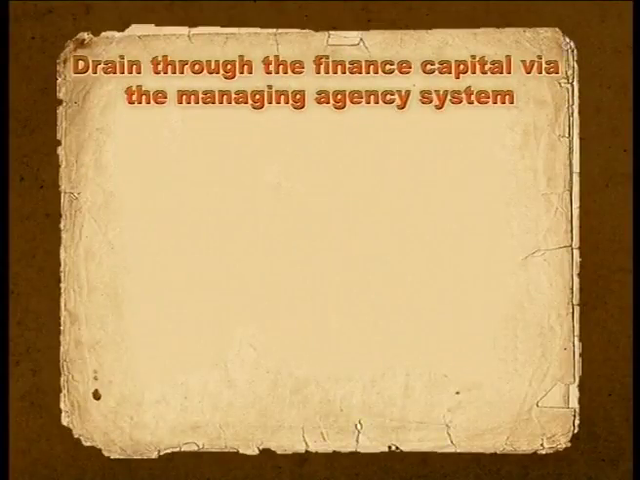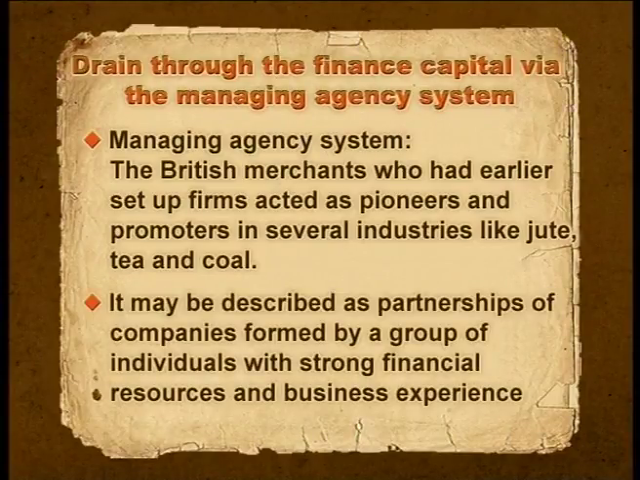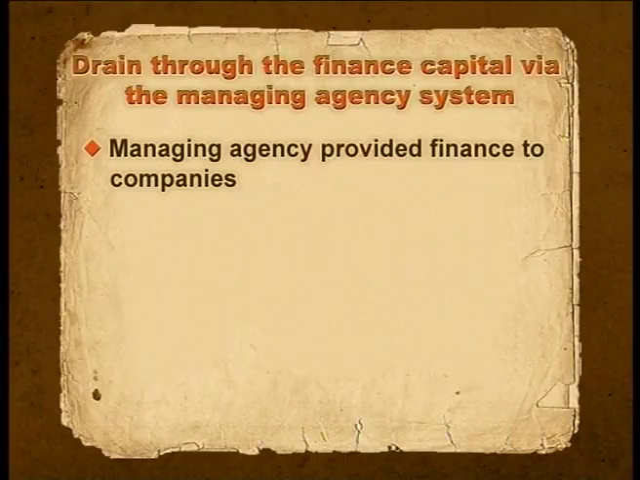So another form of exploitation was drained through finance capital via the managing agency system. Now what do we understand by managing agency system? This is nothing but the British merchants who had earlier set up firms acted as pioneers and promoters in several industries like jute, tea, coal, and these persons were called managing agents. They were almost described as partnerships of companies formed by a group of individuals with strong financial resources and business experience. And these managing agencies provided finance to companies.